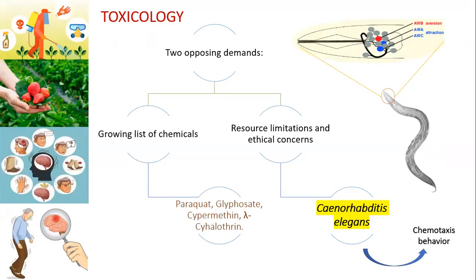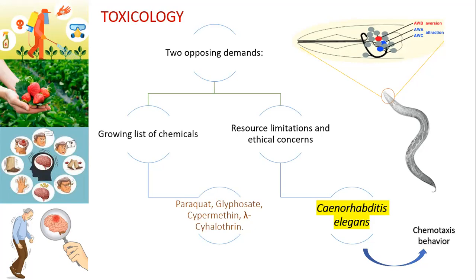As a background, nowadays, toxicology must meet two opposing demands. First, the analysis of a growing list of chemicals, including pesticides, that are developed for many important purposes, like protection against crop loss and against vector-borne diseases. However, there are significant concerns over the potential toxic effects of pesticides to non-target organisms, including humans, which may even cause neurodegenerative diseases such as Parkinson. And the other demand is the resource limitations and ethical concern associated with traditional mammalian testing.